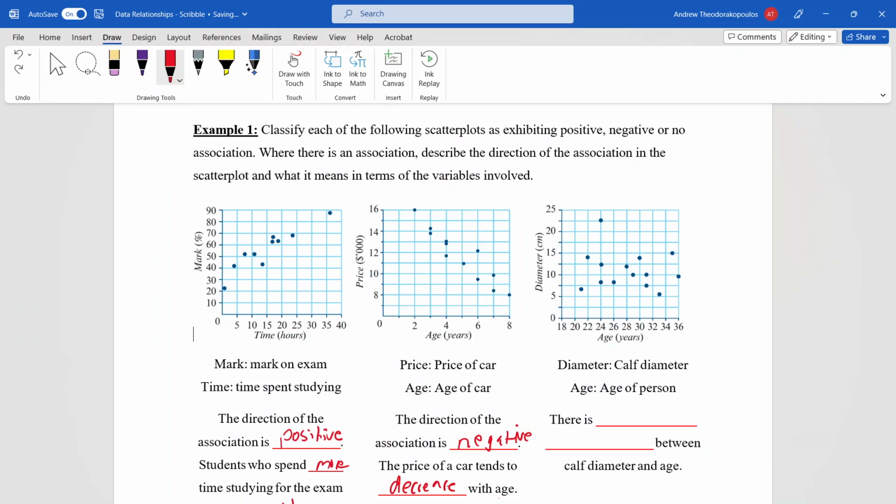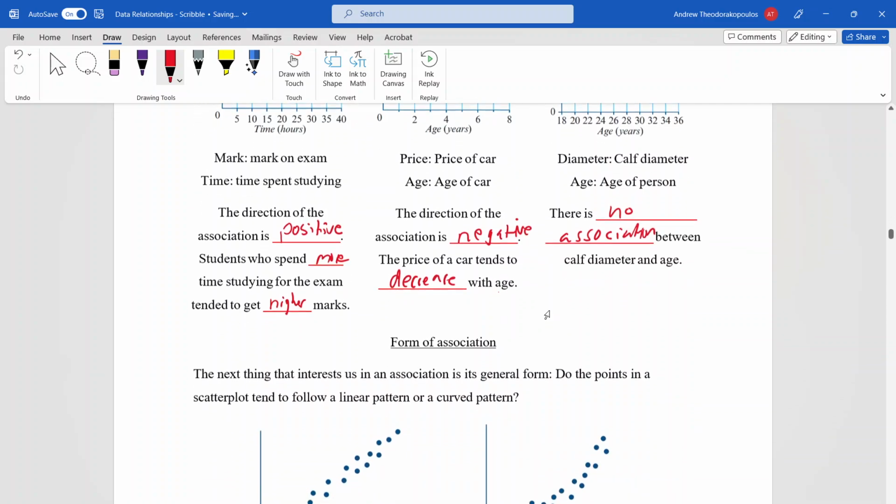Here we have what look like no association, because there's no clear pattern, no association between calf diameter and age. So we can't really say a statement there. We just say there's no association between calf diameter and age.